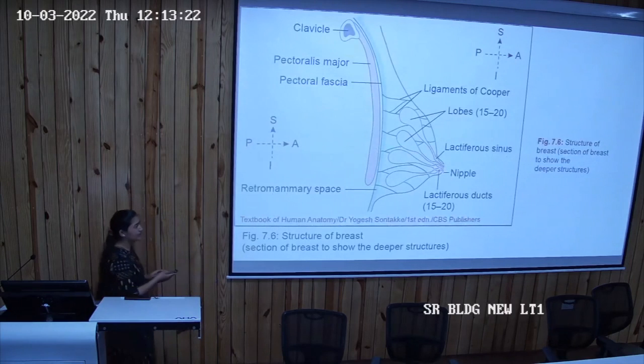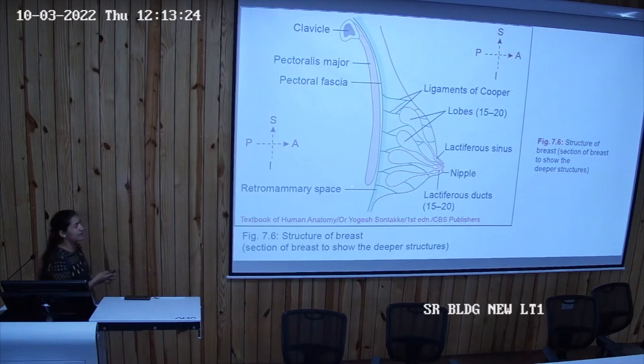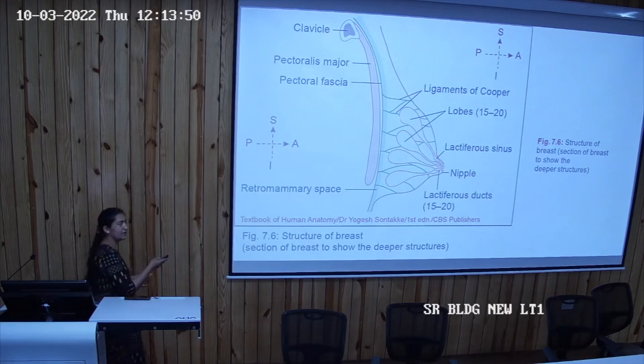The importance of the fibrous tissue is that it is holding the gland to the deep fascia. These are the strands, fibrous strands, and these fibrous strands are called the ligament of Cooper. So the stroma contains the ligament of Cooper. It is holding the lactiferous duct lobule to the deep fascia, and these ligaments are called the ligaments of Cooper. You have to remember this name, ligament of Cooper.